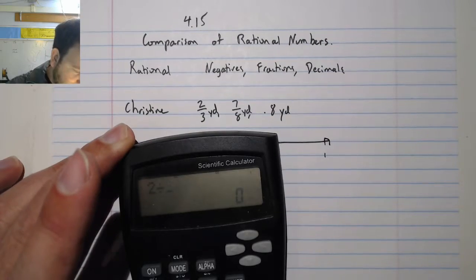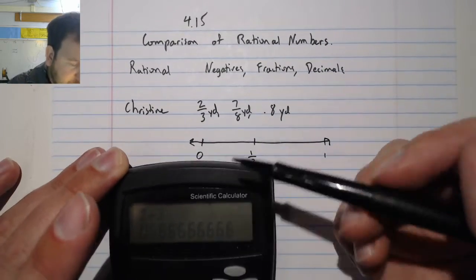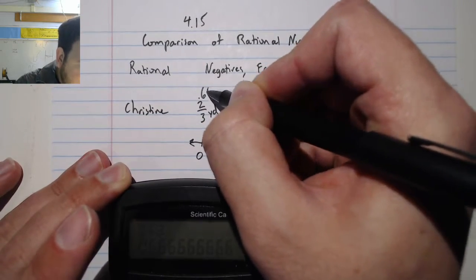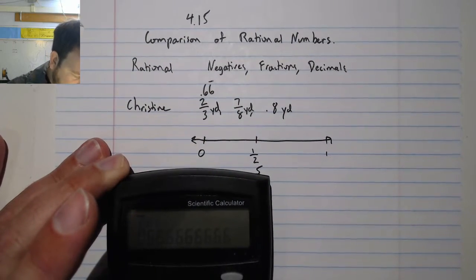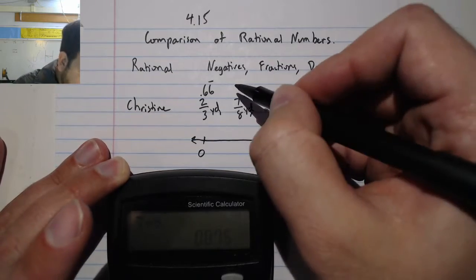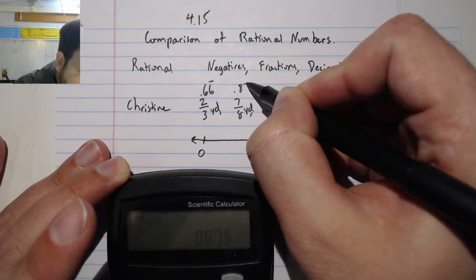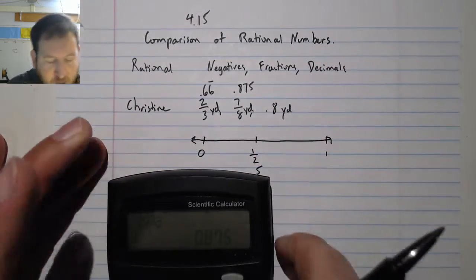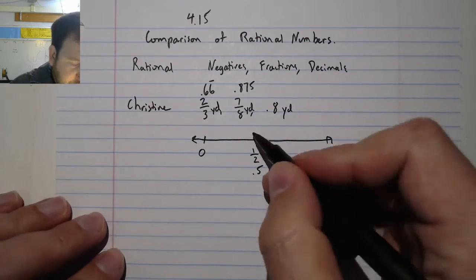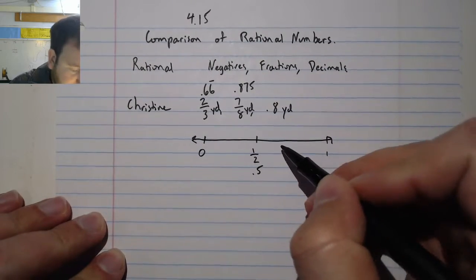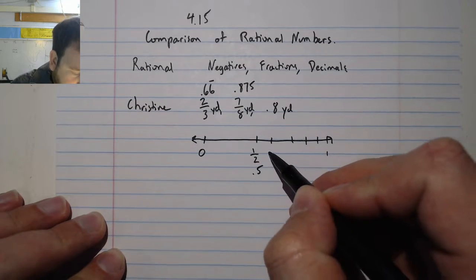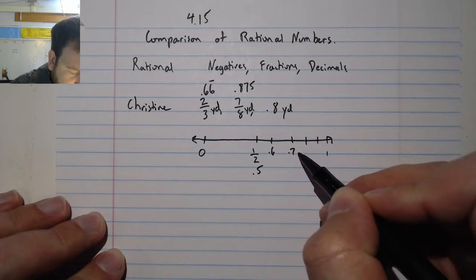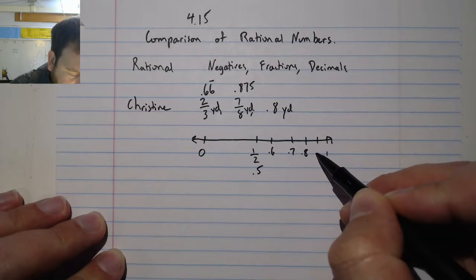So if I have 2/3, it's going to give me 0.66 repeating, right? I have 7/8, 7/8 is 0.875, and my 0.8 of a yard. All right, let's fill in the rest of this. I guess I don't even need this part. 6, 7, 8, 9. 0.6, 0.7, 0.8, 0.9.